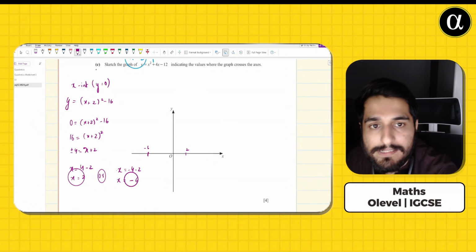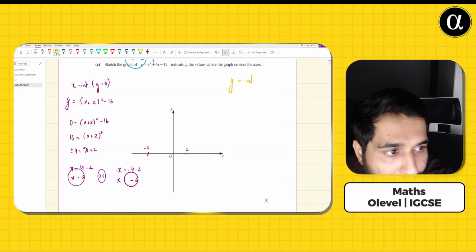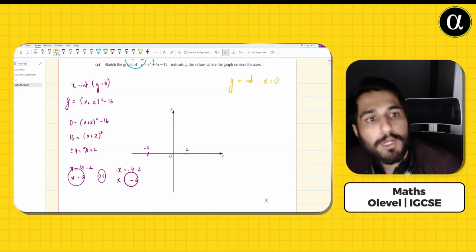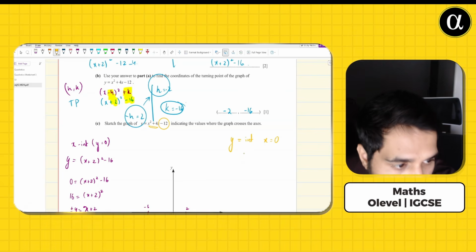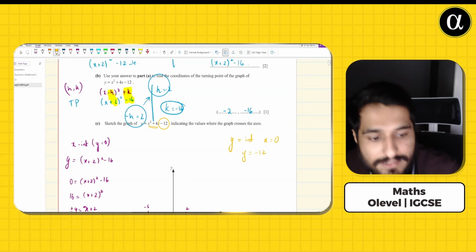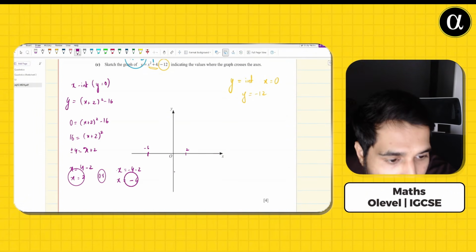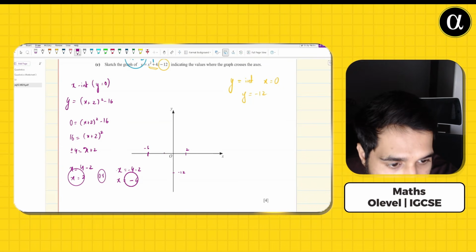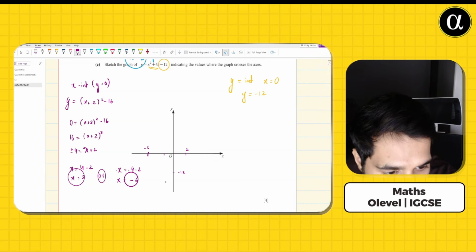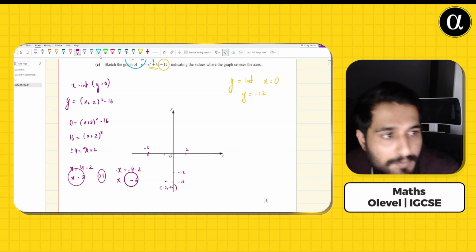Now what about my y-intercept? For my y-intercept, my value for x is going to be 0. Now if I plug in 0 over here, I'll get the answer as minus 12. So the value for y will be minus 12 for this case. Now I know that my graph would be intersecting somewhere here at minus 12. Now what else do I know? I know that my turning point was minus 2 and minus 16, so it should be somewhere here. Let's call that minus 16. This is my turning point, minus 2 and minus 16, which I found out from the last part right here.